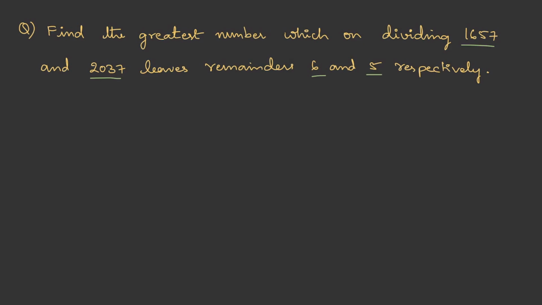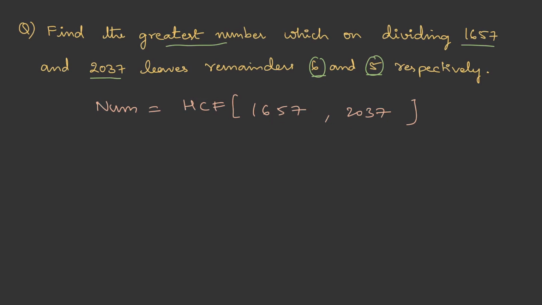So in the question they are asking us to find a number. The number is the greatest number which can divide both. Therefore, we need to find the HCF of 1657 and 2037 with some remainders. What it means is that when we divide by the greatest number, it is not exactly divisible; it is leaving the remainders.